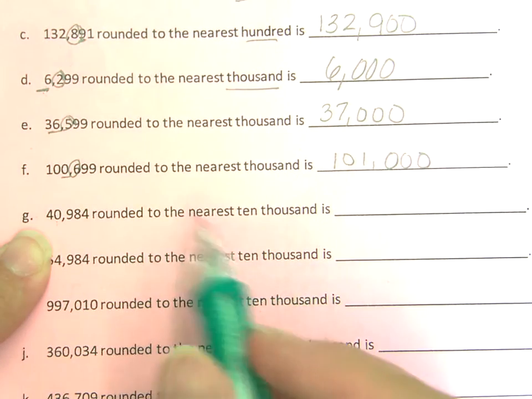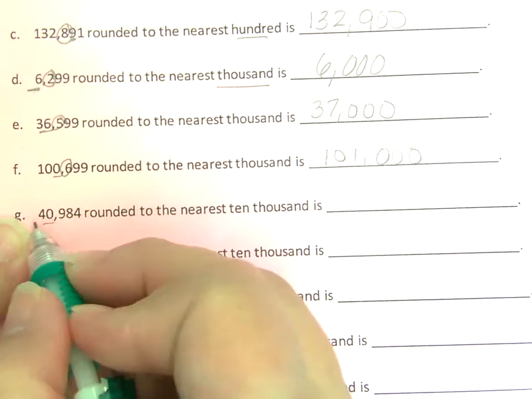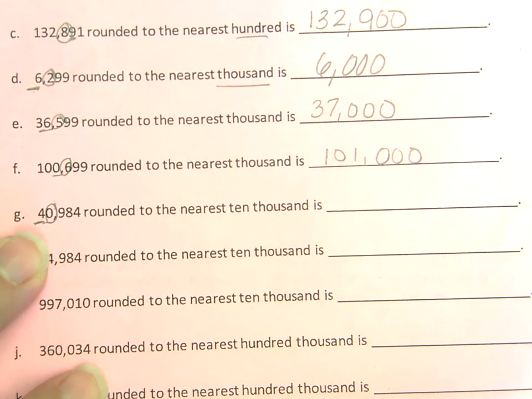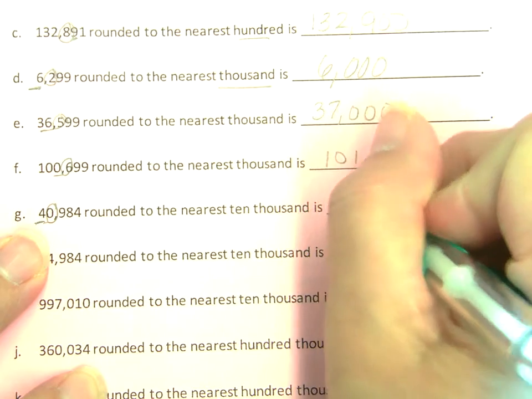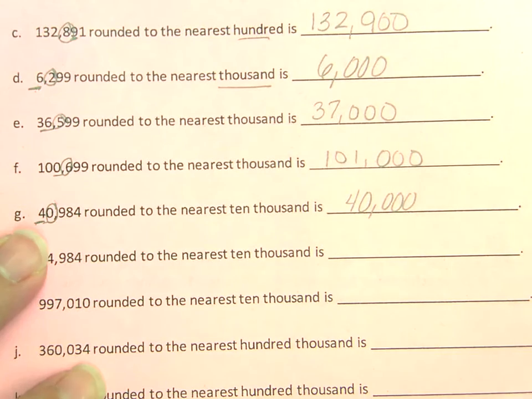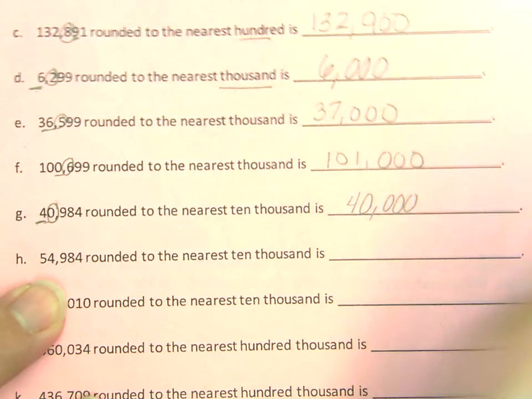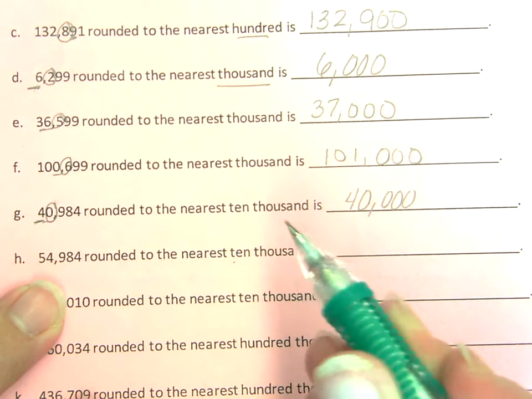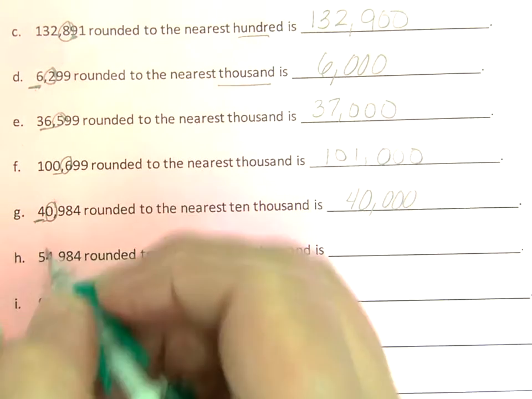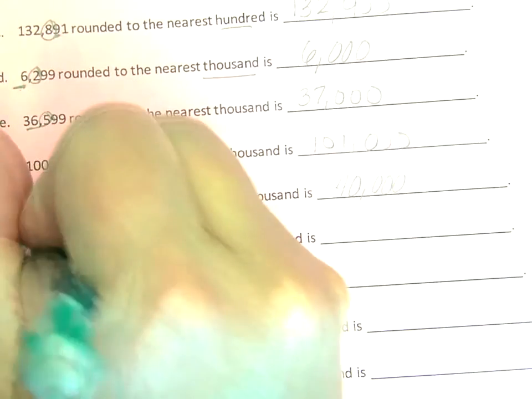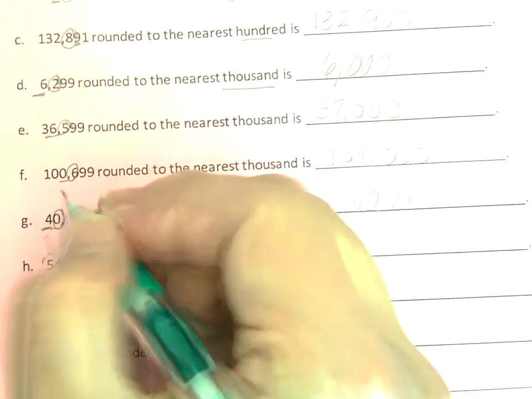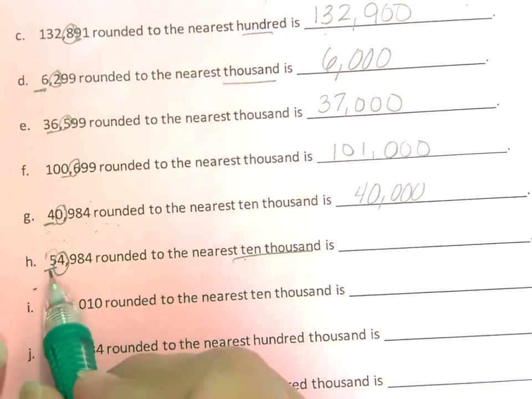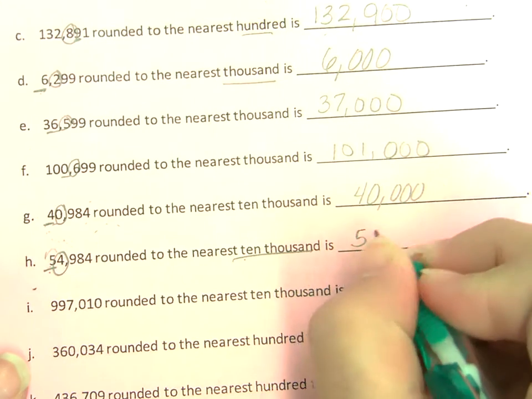40,984 rounded to the nearest 10,000. So I'm going to underline the 10,000, which is the 4, and circle the 0. That means that we would have 40,000. 54,984 rounded to the nearest 10,000. Oops, sorry. Thank goodness we have erasers, right, friends? Okay. So 4 below, we're going to leave that place value alone. That will round to 50,000.